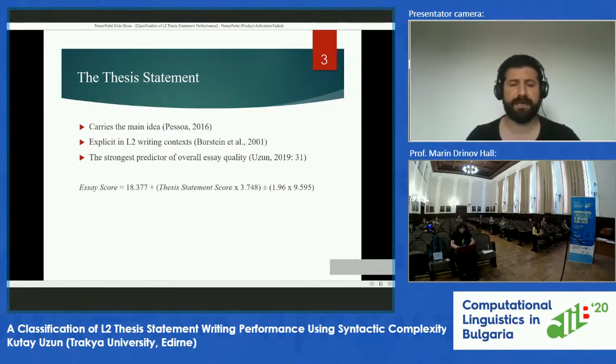And then it is the most critical part of an undergraduate essay because it carries the entirety of the main idea. And in a previous study of mine, I analyzed the rhetorical moves in undergraduate essays, as usual, and then I identified the thesis statement as the strongest predictor of overall essay quality. The prediction interval equation can be seen below. This is from my previous study. So this thesis statement score was the strongest predictor of overall quality.